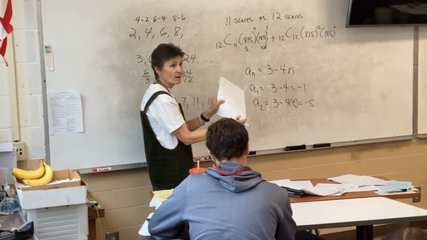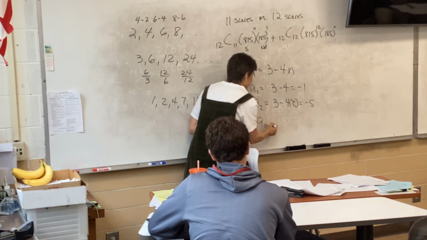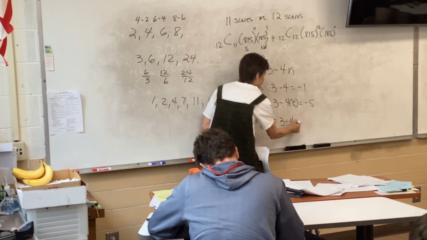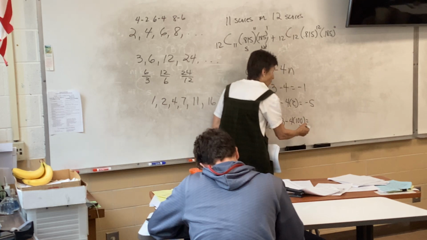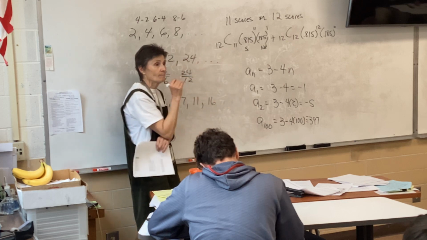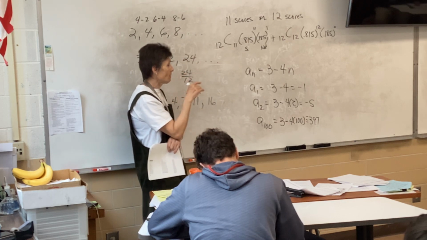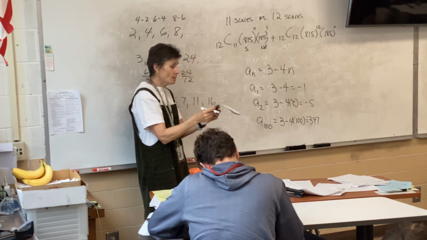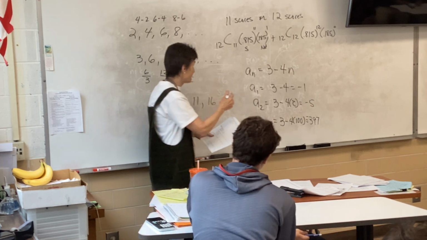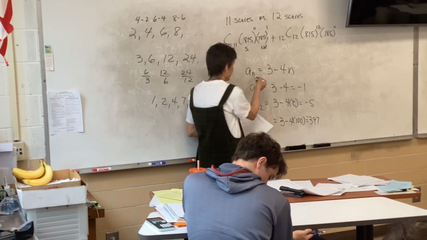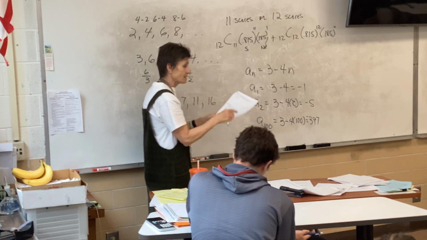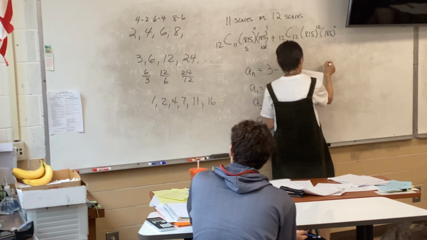And we can skip straight to the 100th term. What's the 100th term? 3 minus 4 times 100, or negative 397. An explicit formula allows you to generate any term that you want, just by plugging in whatever the term number is. So when I wanted the first term, I plugged in 1. That is vastly different than the second problem.